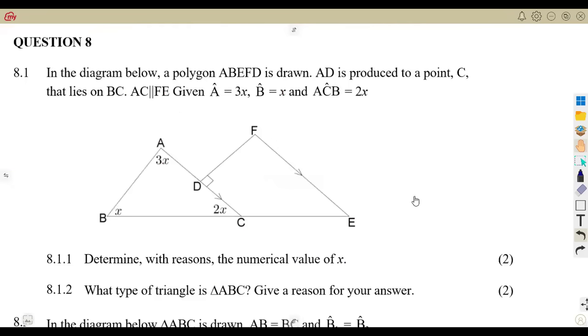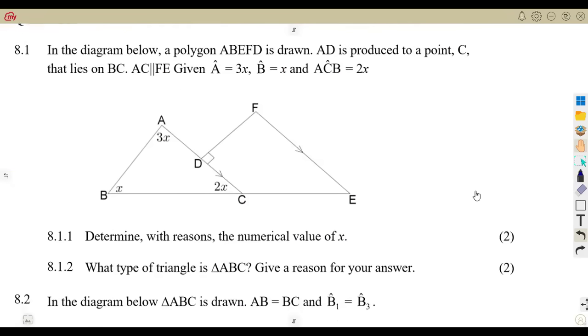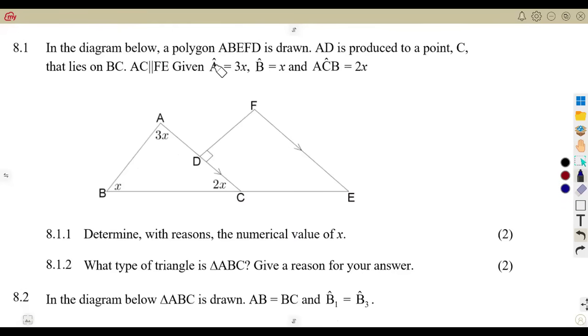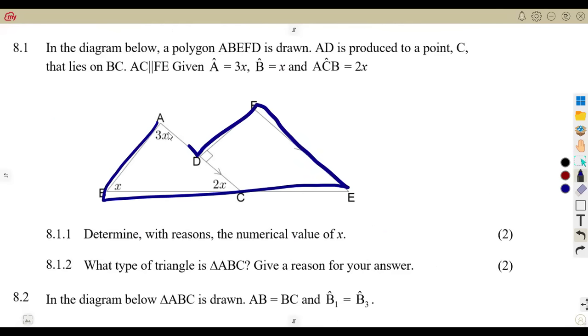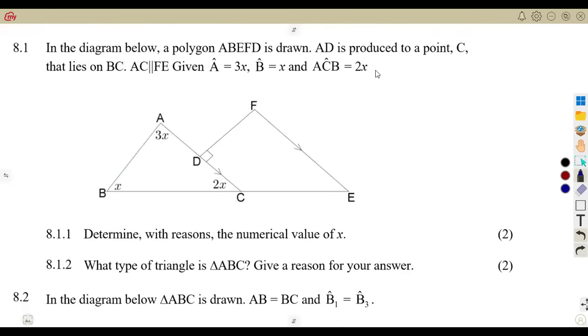On question number 8, in the diagram below, we are given a polygon ABEFD. This one is AB to E, then to F to D. This one, as it is a polygon which is drawn. AD is produced to the point C that lies on BC. All right, then you are given these two, they are parallel. AC is parallel to FE.